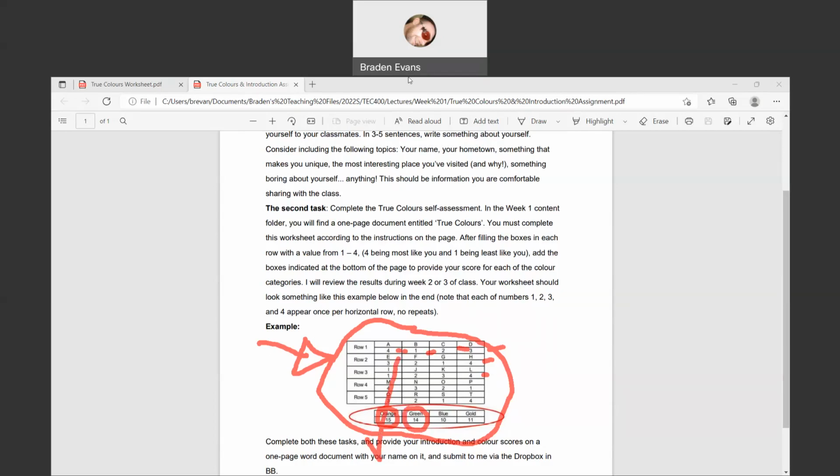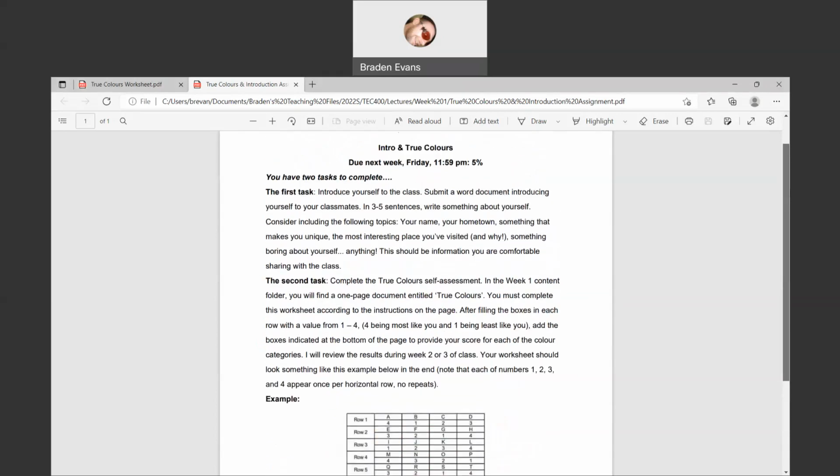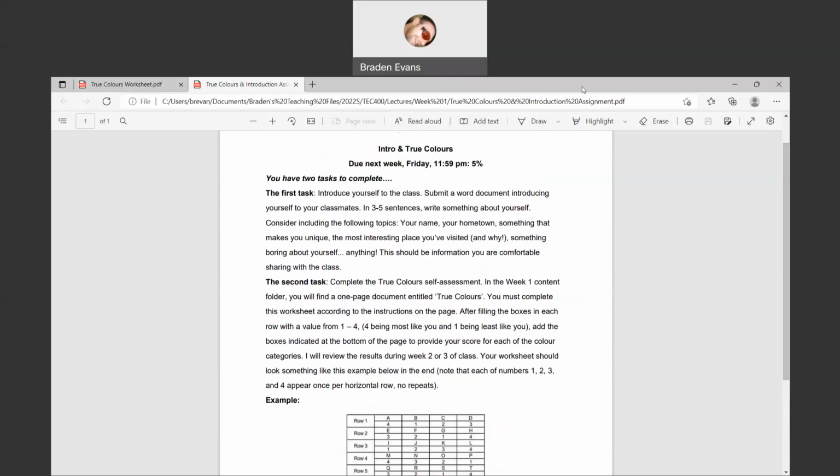So that's all I want you to do. I want you to complete these 2 tasks on 1 page, a Word document, and submit that to our assignments section by Friday just before midnight next week. That's it. A very short paragraph introducing yourself, and then the results of your True Colors personality profile. If you do it correctly, you'll earn your 5%, and it'll be the easiest 5 marks you've ever gained at Seneca. So hopefully that's straightforward for you.